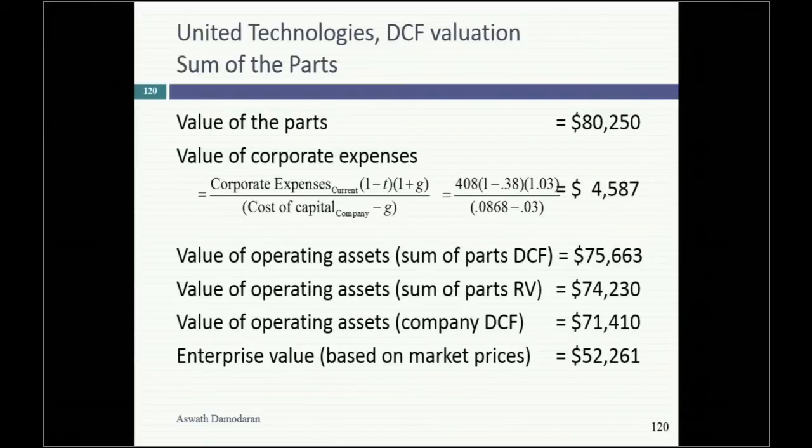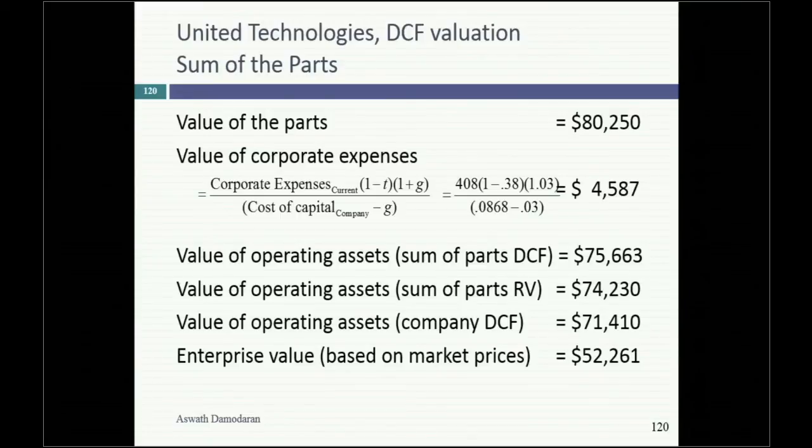And I came up with a present value of corporate overheads in perpetuity of 4.6 billion. Present values are additive, right? So basically I can net them out. The value that I get, 80.25 minus 4.6 billion, is my intrinsic valuation for United Technologies as the sum of the parts. Just to give you a contrast, the value that I got from the relative valuation of the pricing was 74.2, but I should be netting out the same 4,587 from that as well, so it's closer to 70 billion. And if I actually did a full company DCF.